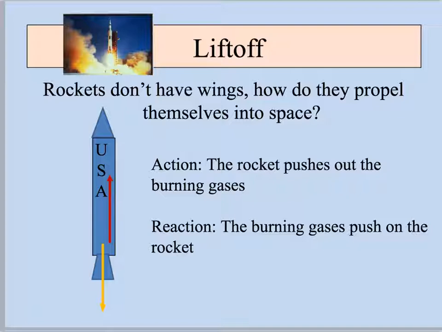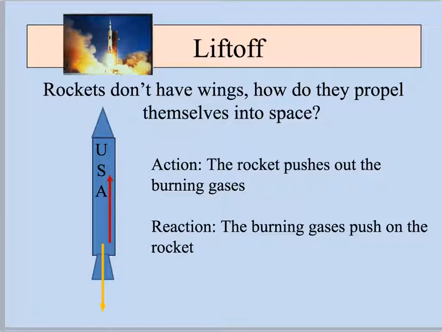So if you think about space where there is no air, and you have rockets that can adjust their orientation in space, like the International Space Station with these little thrusters that they have on the vehicle, how in the world do these objects move if there's no air to push against? And that's all about third law.